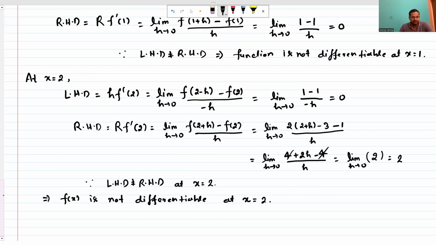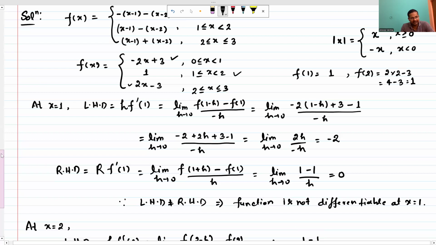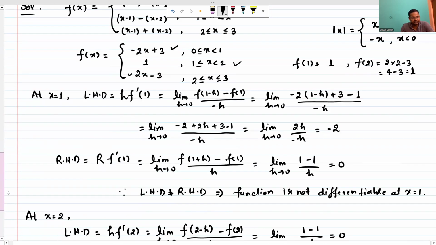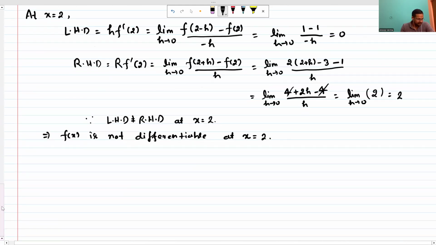So in the interval 0 to 3, we have 2 points, 1 and 2, where the function is not differentiable. Okay, so x equals 1 and 2 are the 2 points. I hope you are able to understand this problem and how to write the solution. You can learn it, and please practice this. Problem number 7.